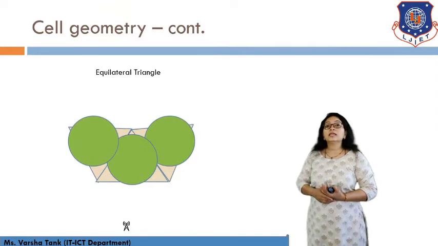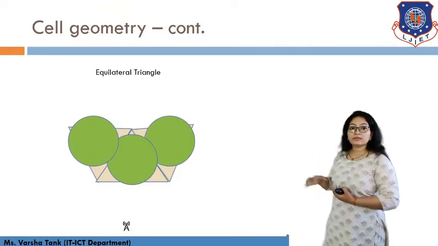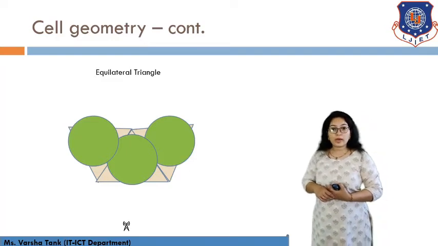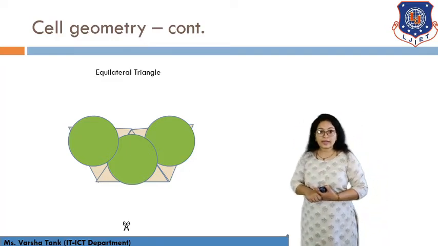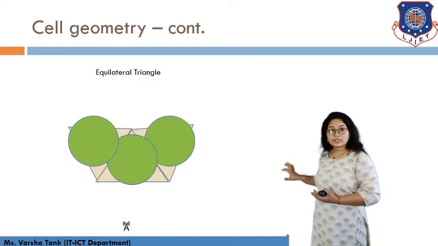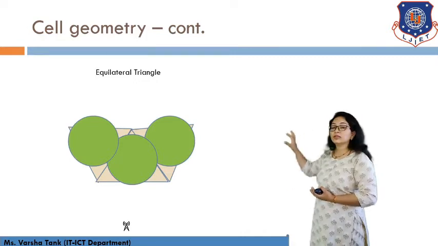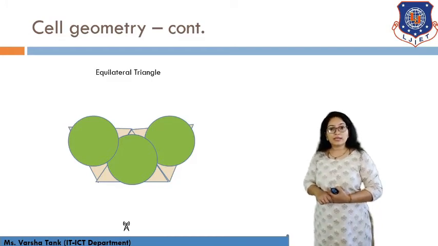Now next is equilateral triangle. Again you can see the same thing that I told you in the square. Suppose you divide your entire area in a triangle shape, and here at the downside I have defined one base station. Assume that the base station is in the middle of each and every triangular area.